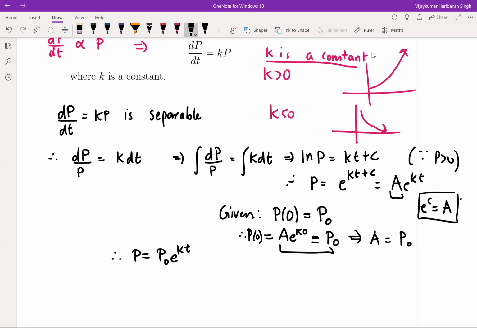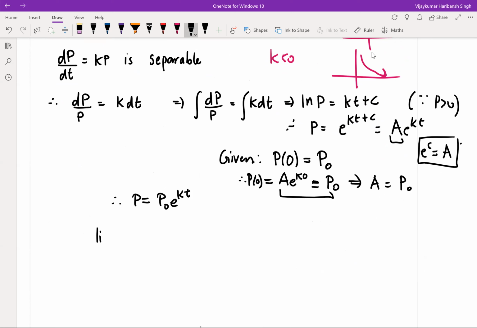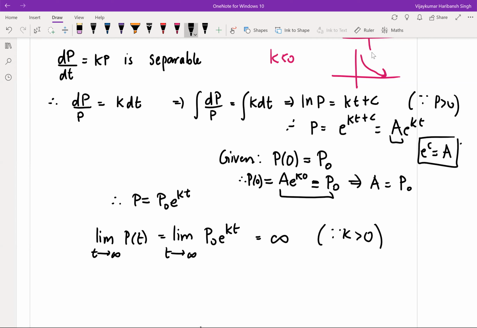Now, question: what happens to the limit as t goes to infinity of P of t? If you look at this, the limit as t goes to infinity of P0 e to the power kt is infinity, since we are assuming k is greater than 0. Now, this is not realistic, because a population can never be infinity, or cannot grow without bound. One may argue that t will never become infinity, but the fact that P of t goes to infinity means that as t becomes larger and larger, P of t grows without any bound. But that is not possible, right? The resources are limited, so we need to modify this model.